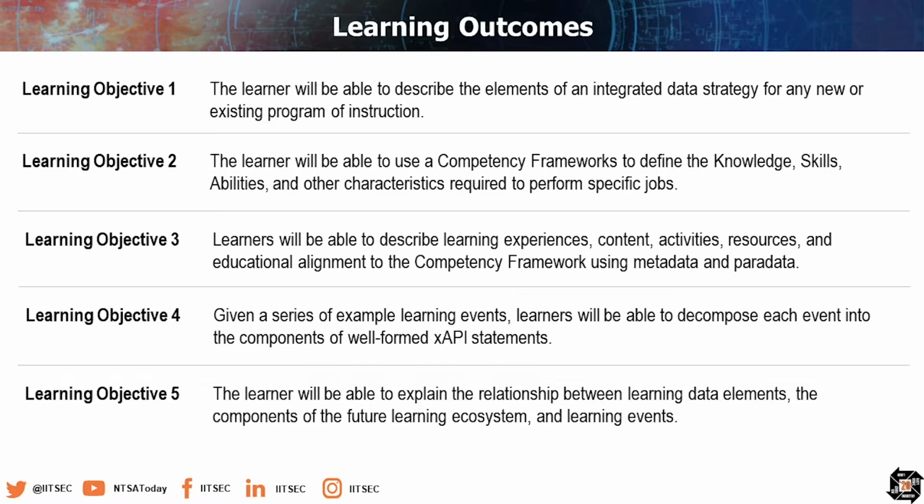At the end of this, the learner should be able to describe the elements of an integrated data strategy for any new or existing programs of instruction. The learner should be able to use a competency framework to define knowledge, skills, abilities, and other characteristics required to perform a specific job. The learner will be able to describe learning experiences, content, activity, resources, and educational alignment to a competency framework using metadata and paradata. Given a series of example learning events, learners will be able to decompose each event into its components of well-formed xAPI statements. And lastly, the learner will be able to explain the relationship between the learning data elements, the components of the future learning ecosystem, and the learning events conducted using those.